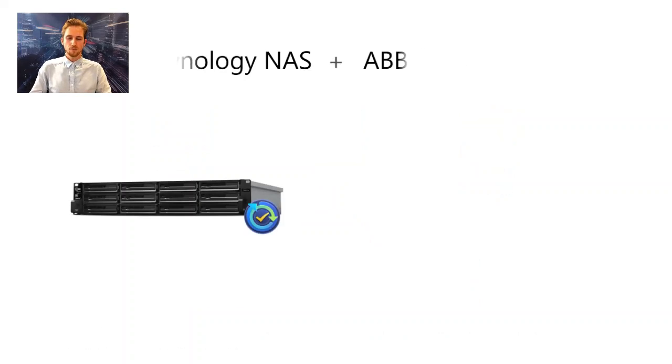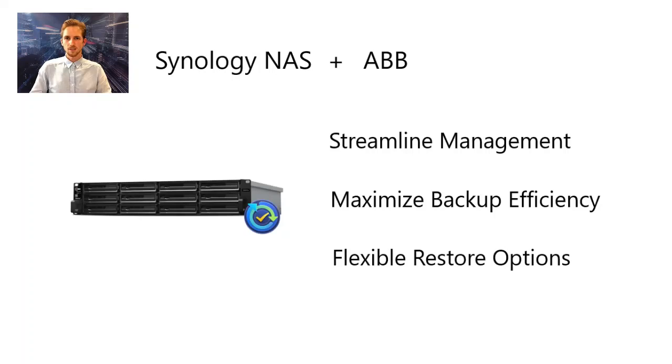So what Active Backup for Business does, if we define 3 main dimensions of value that it provides, is that it streamlines management, it maximizes the backup efficiency, and it provides very flexible restore options. We can talk about some of the key features first before we dive in on the hands-on, so that you know what we're going to be taking a look at.